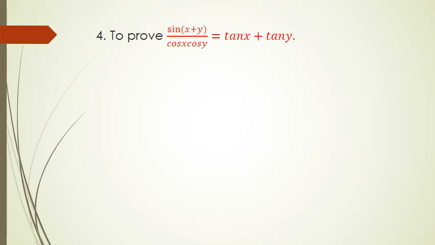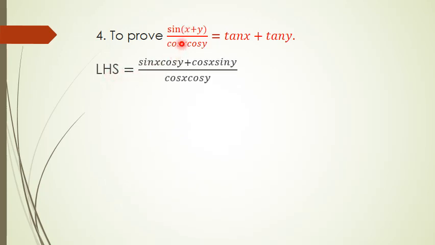Number 4, to prove sin x plus y over cos x cos y equal to tan x plus tan y. These all are in their simplest form. Cos x cos y also in its simplest form. This can be expanded using compound angle formula, so we start from there.